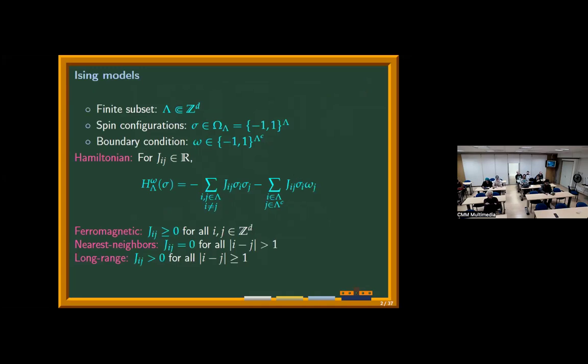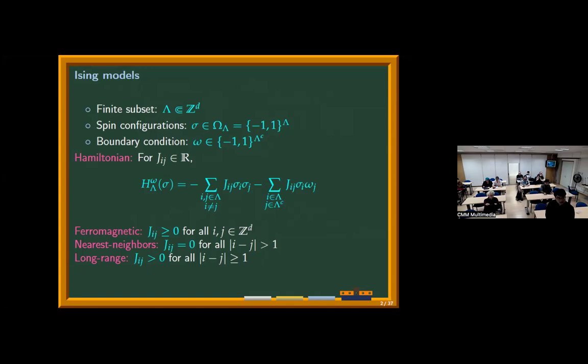Let me start with the model of the Hamiltonian. Let me start by calling lambda the finite subset of the d-dimensional lattice, which will be the lattice that we're going to work in for all these models. For spin configurations, I'm going to use sigma to denote the spins. For each vertex, I'm considering the spin to be either plus or minus one. So you can see that the model we are considering is the Ising model. And I'm always going to denote omega as a boundary condition. This means that we're considering spins outside of this box lambda in a fixed configuration, let's call it omega.